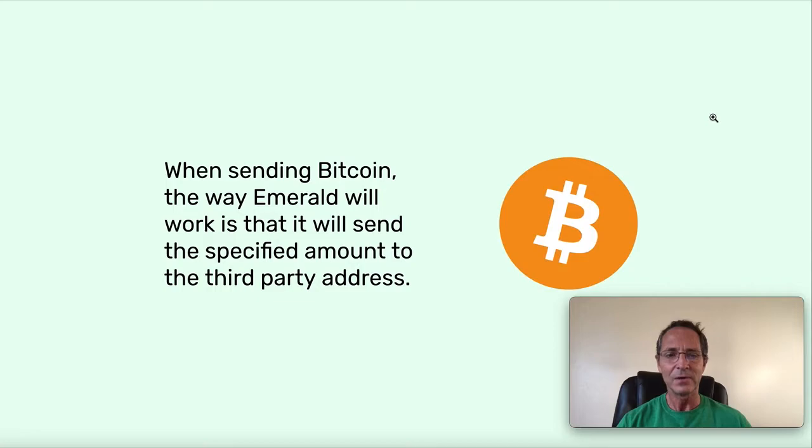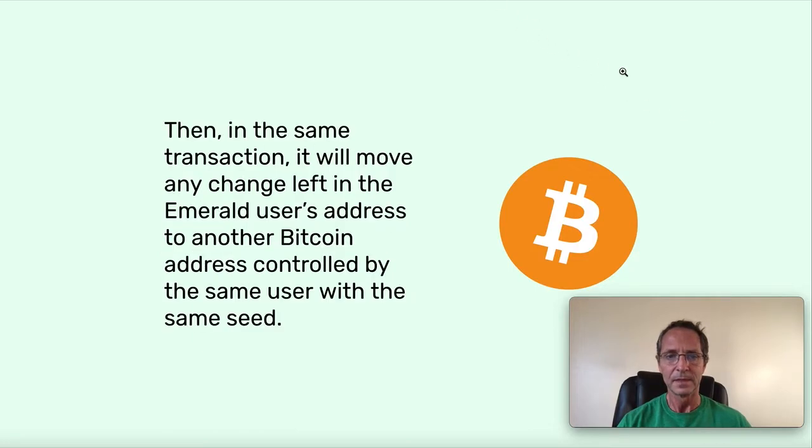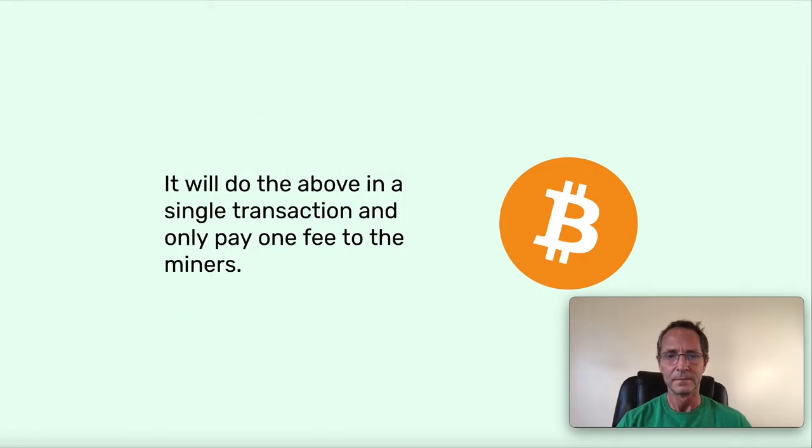When sending Bitcoin, the way Emerald will work is that it will send the specified amount to the third-party address. Then, in the same transaction, it will move any change left in the Emerald user's address to another Bitcoin address controlled by the same user with the same seed. It will do the above in a single transaction and only pay one fee to the miners.